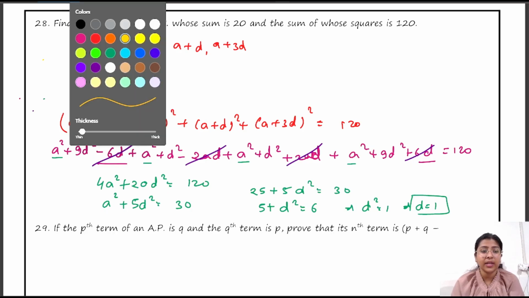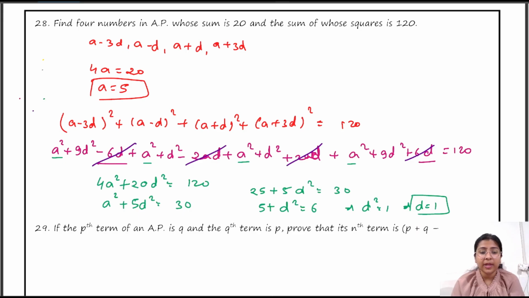So we have the numbers. What is the required answer? Okay, so a minus 3d means 5 minus 3. The first number is 2. Okay, a minus d, 5 minus 1 is 4. The third number a plus d means 5 plus 1, 6. The last number 5 plus 3, that is 8. These are the numbers whose sum is 20 and the sum of whose squares is 120. Okay learners, this question is clear to you? Okay.